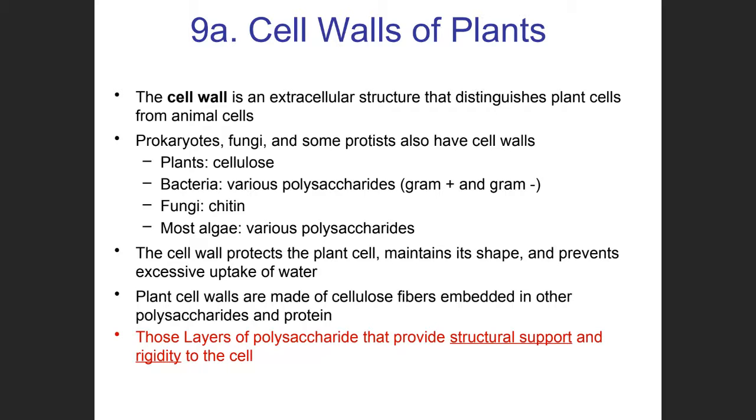So it maintains the shape, it protects the cell, and not only that, it also protects the cell from excessive uptake of water. When we study the plasma membrane and osmosis, you will understand that the plant can take a lot of water inside without blowing up like animal cells do. The cell wall gives structural protection and gives the cell its rigidity. That's for the plant.